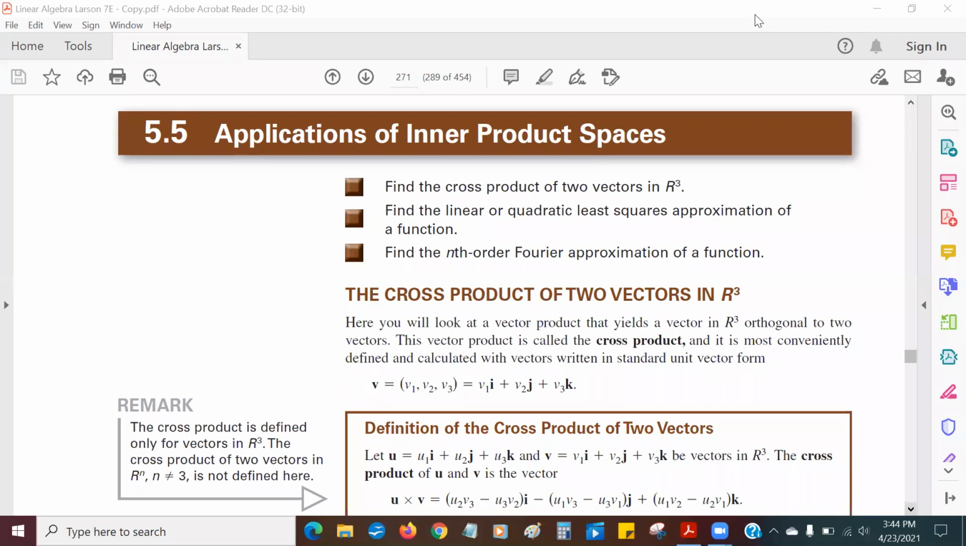a very simple thing. I'm actually going to have one question on the test about cross products, and I'll even tell you exactly what the question is. I won't tell you the numbers, but I'll tell you the point of the question. But let me explain what cross products are.